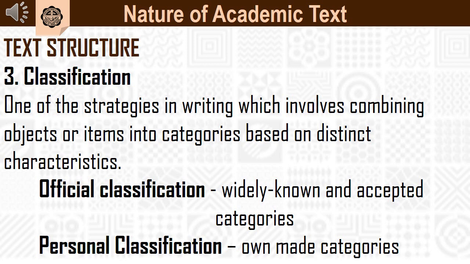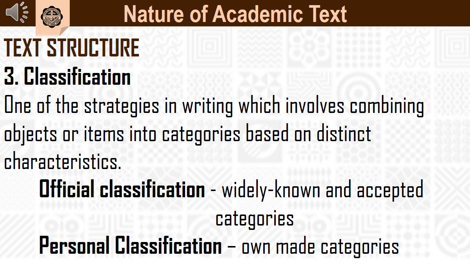on distinct characteristics. These grouped and classified items are labeled under new combinations. Classification paragraphs can be organized using an official or personal classification. Official classification includes widely known and accepted categories used by the government, a business, or an organization. For example, the classification used by PAGASA are yellow rainfall warning, orange rainfall warning, and so on.